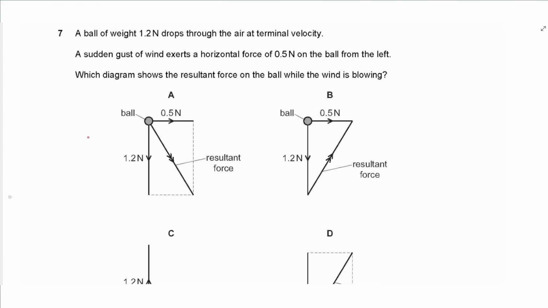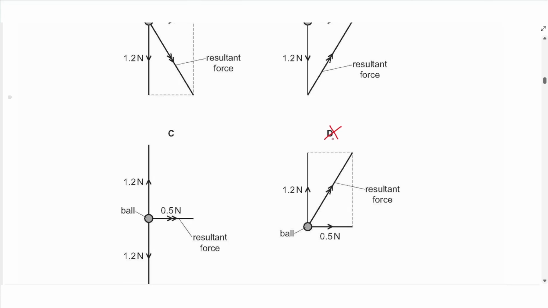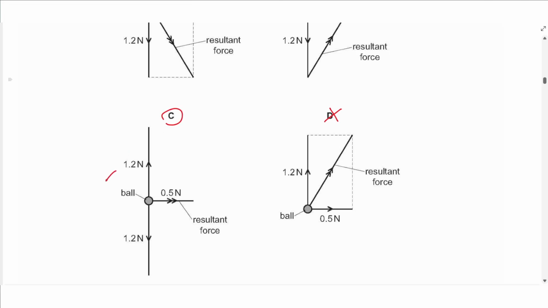Question 7 says a ball of weight 1.2 newtons drops through the air at terminal velocity. A sudden gust of wind exerts a horizontal force of 0.5 newtons on the ball from the left. Which diagram shows the resultant force on the ball while the wind is blowing? So we have a force to the right, and terminal velocity means that the weight is balanced by air resistance. So the weight is vertically downwards. That is correct except for D. And there is an air resistance balancing the weight only in C. So these forces are balanced, and then there is a gust of wind to the right. This is the correct answer.